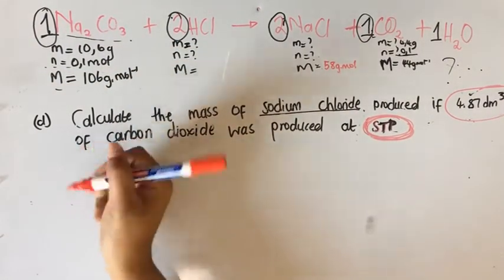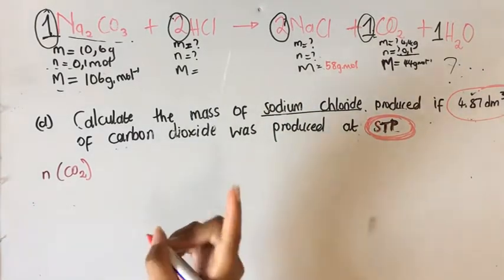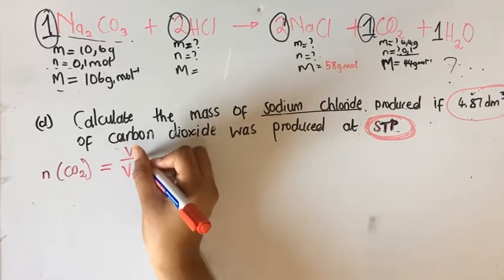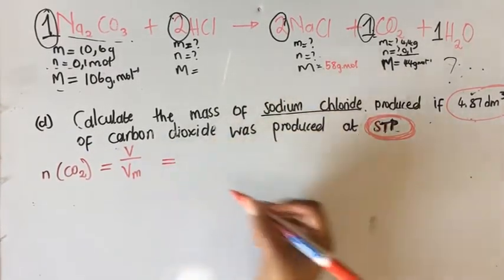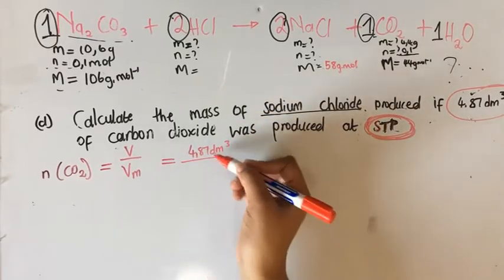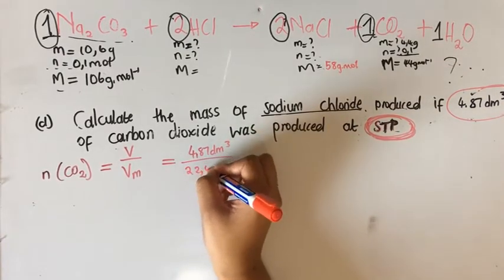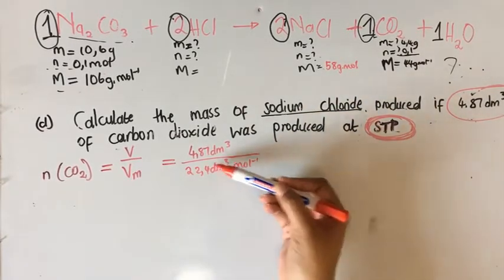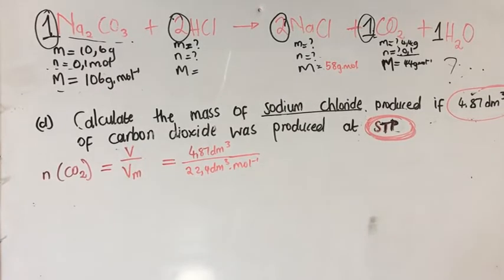All right, so the number of moles of carbon dioxide at STP, standard temperature and pressure, is equals to volume over molar volume of a gas at standard temperature and pressure, and carbon dioxide is a gas. Okay, so the volume they give us is 4.87 decimeters cubed divided by the molar volume at STP of a gas, a constant, 22.4 decimeter cubed per mole. There is no need to memorise this constant, they will give it to you, and no need to memorise the formula either. What you must know is how it is used, when and how to use it.